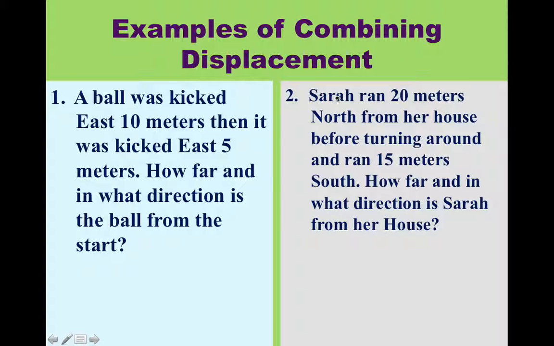Okay, problem 2 said Sarah ran 20 meters north from her house. Before turning around, she ran 15 meters south. Okay, so 20 meters north, 15 meters south. Because they're opposing, we're actually going to subtract. So 20 minus 15 is 5, and you go with the direction of which one is larger. 20 is bigger than 15, so therefore you stick with that direction, north. So it is 5 meters north is the displacement.